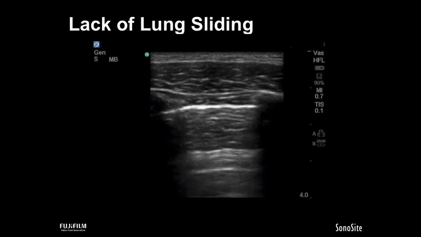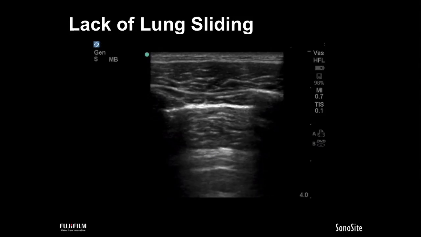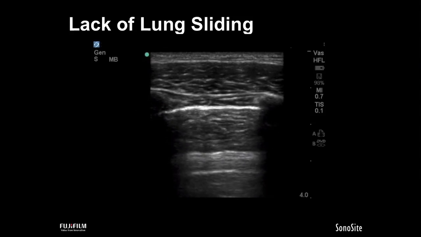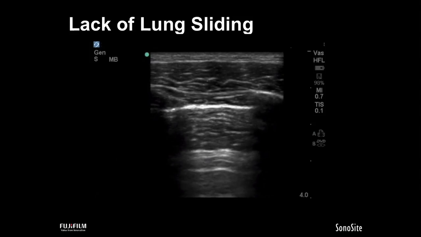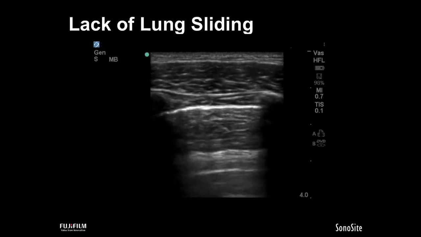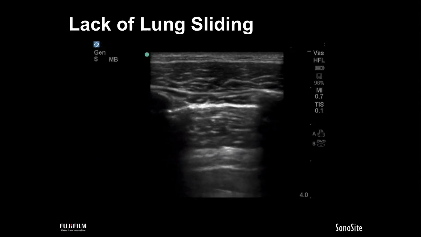In contrast, in a pneumothorax, what we'll see is that bright white line does not move. That is just the parietal pleura, and it's separated from the visceral pleura by a whole lot of air, which is the pneumothorax, and that's why you don't actually see movement within that line. You don't actually see lung sliding in the setting of a pneumothorax.